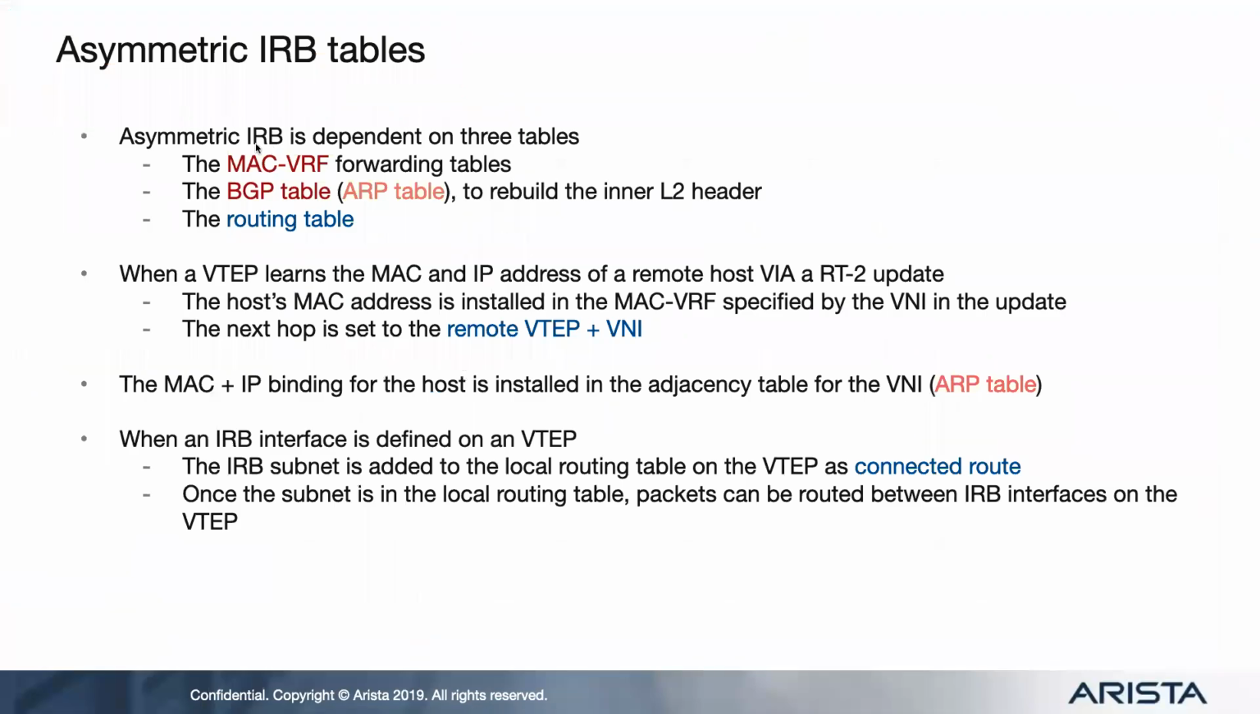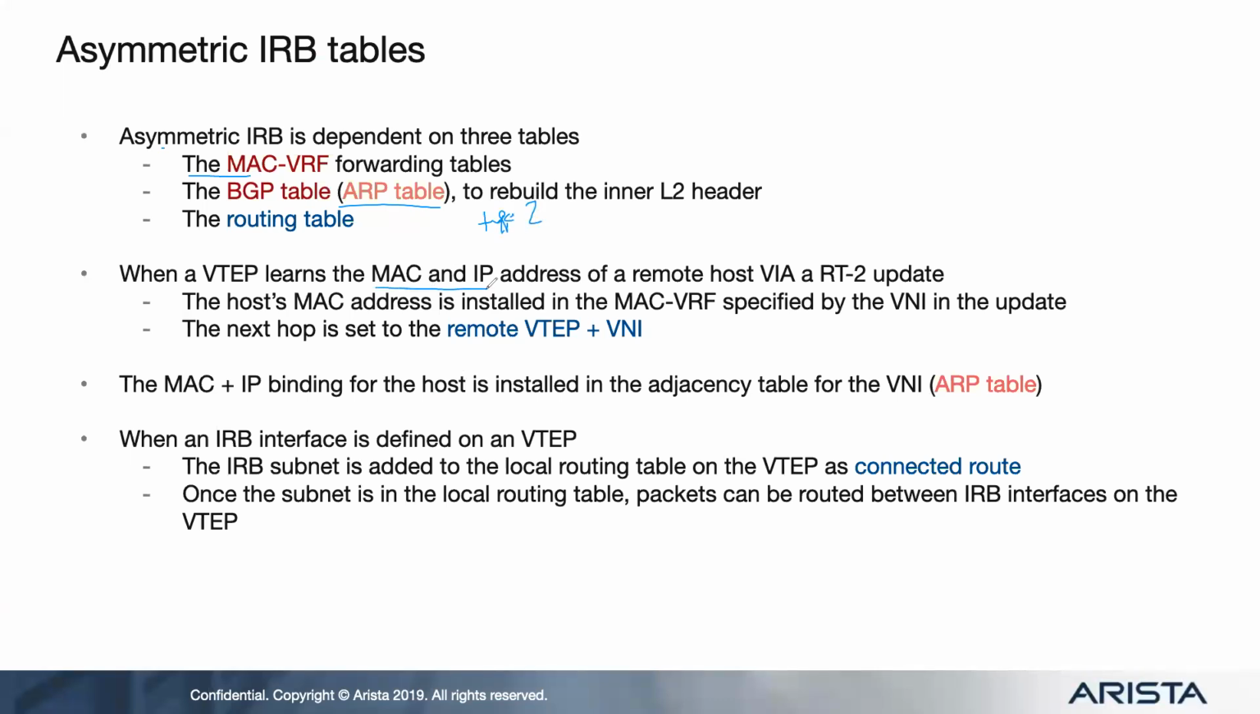So that's what we are discussing here, asymmetric IRB: how many different types of tables we need to populate. One is the ARP table. We have to populate the ARP table based on type 2 route updates.